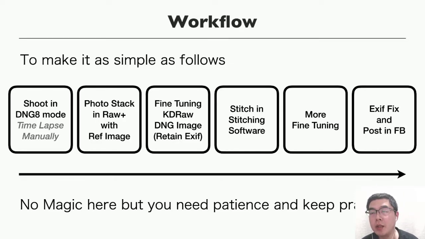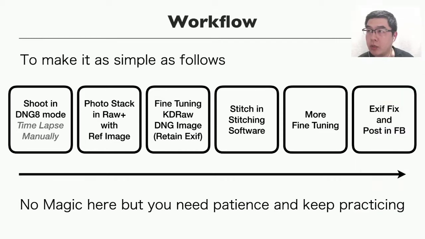Next, to make a summary of the workflow here, to make it as simple as follows. So first, you shoot in DNG8 mode. If you don't have a QCam or you have other cameras, you can shoot in time-lapse or you can shoot manually. And next, you put the sequence of DNG shots in the photo stacking software, the Candle RAW Plus. And always remember to choose the right image as a reference image.